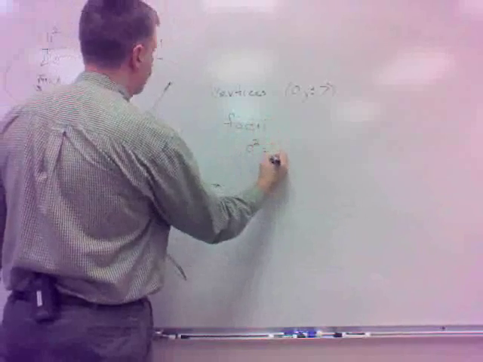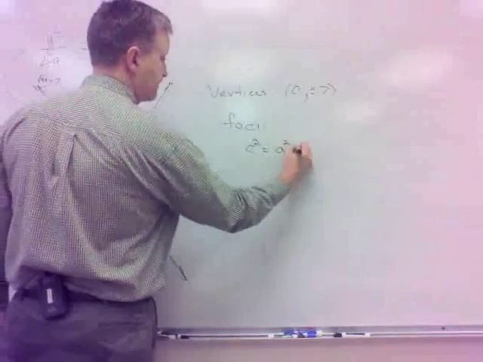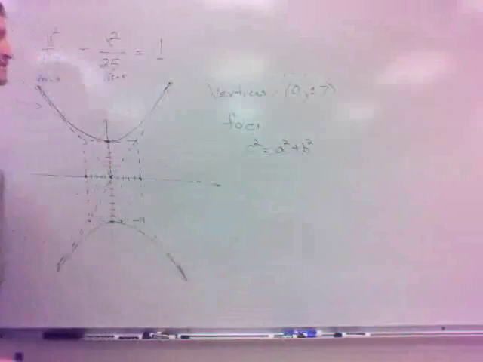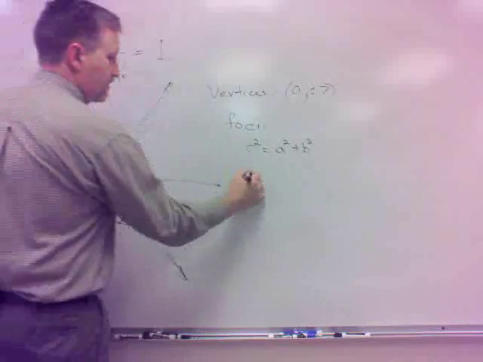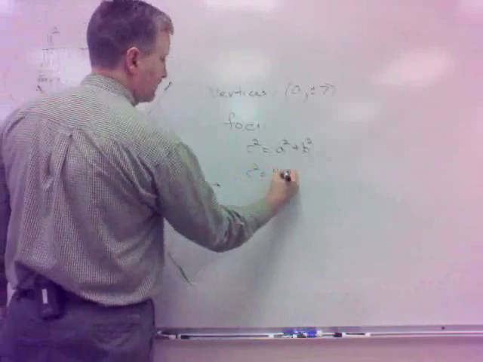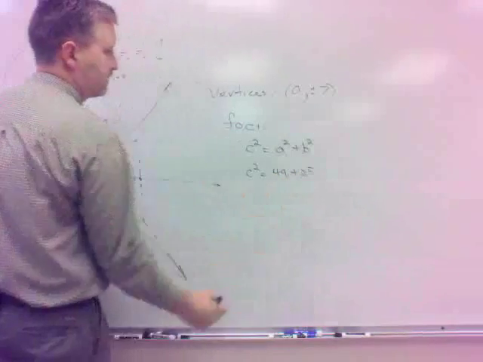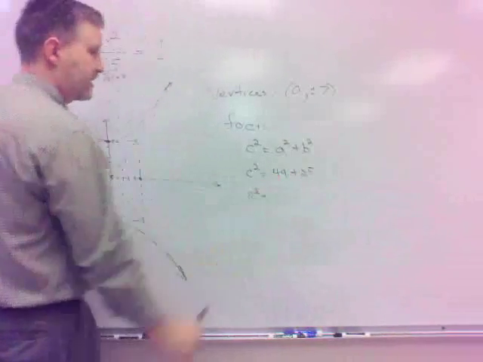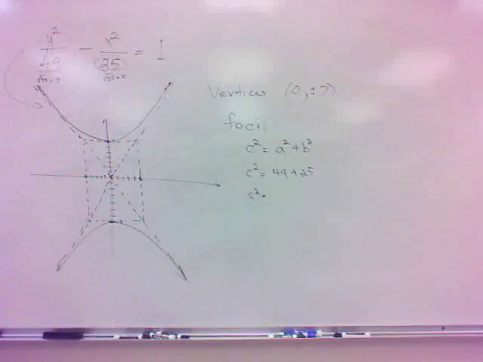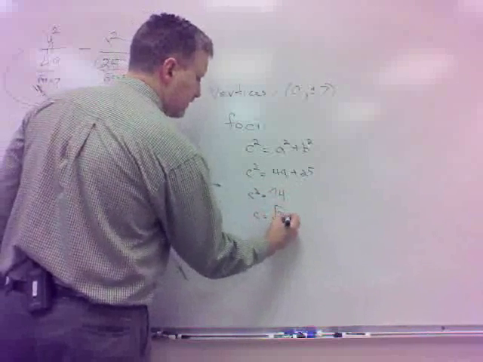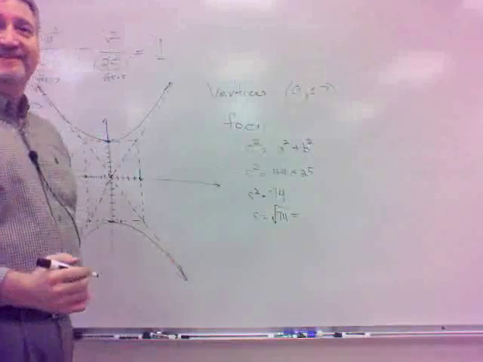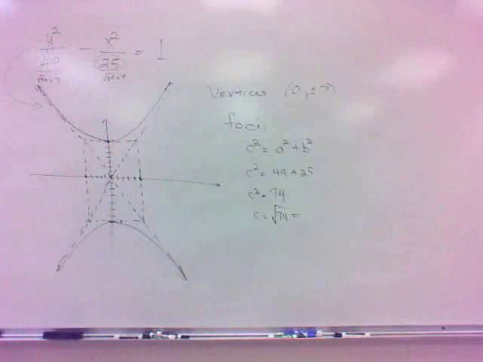Well, c squared for hyperbola is a squared plus b squared for the c distance. A squared plus b squared, you can reverse them if you want, but it's c squared equals 49 plus 25. You're adding them, so it doesn't really matter which order they are in. 49 plus 25? 74. And so c is the square root of 74, which is about 8.6.